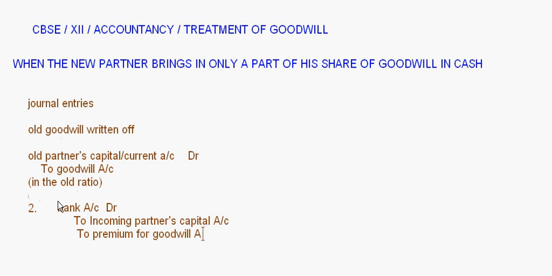So if the total share of his goodwill comes to, suppose, 30,000 and he is able to bring only 10,000 rupees, then you will put 10,000 here. So whatever is the actual amount that he is bringing in, that will come here.